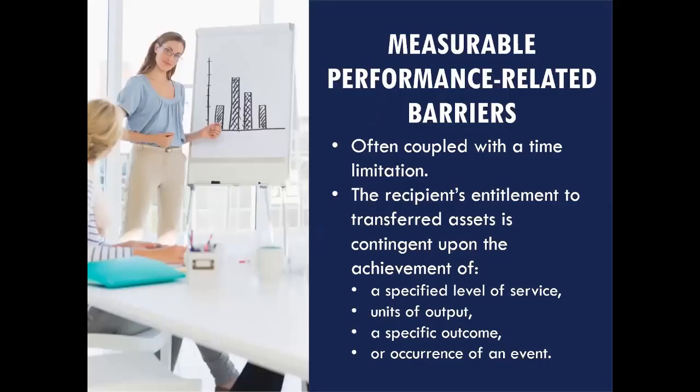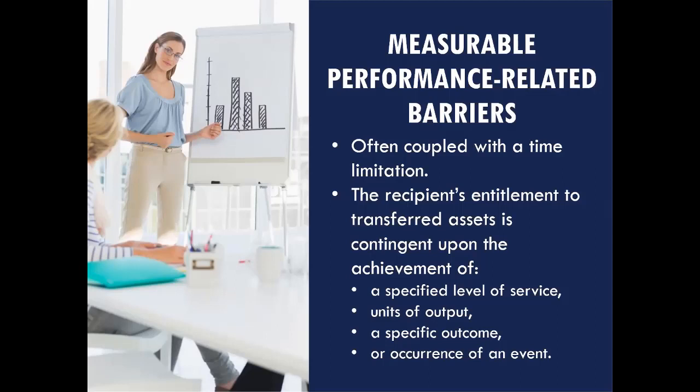The first one here is measurable performance-related barriers. Many times this will be coupled with a time limitation. For instance, the activity or the barrier needs to be completed within a year or by a certain date, for instance, July 1st of 2020. The recipient's entitlement to those transferred assets is contingent upon achievement of certain items. There are four bullet points here. The first one is the specified level of service. An example of this might be a soup kitchen where maybe they need to serve 1,000 meals per week, for example, in order to receive that grant or contribution.